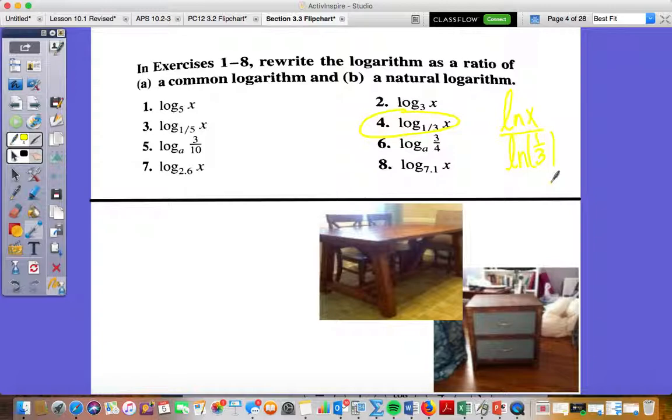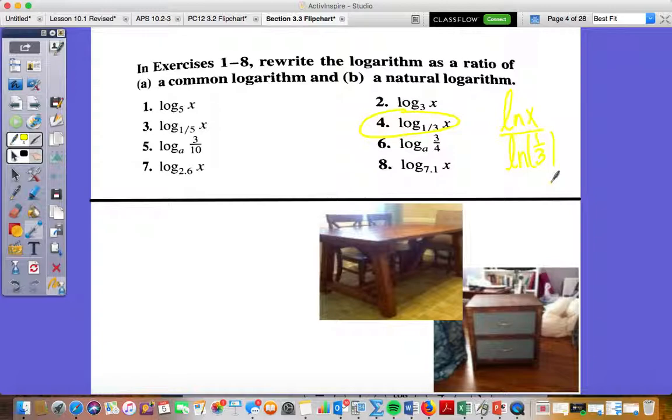Is that all we have to put? That's it. Why can't I plug that in my calculator? Because there's an x, right? So really that one is just simply writing it out. On number 2, you're doing the same thing, but that one you can actually plug it in your calculator. Okay? Easy. Piece of cake there.